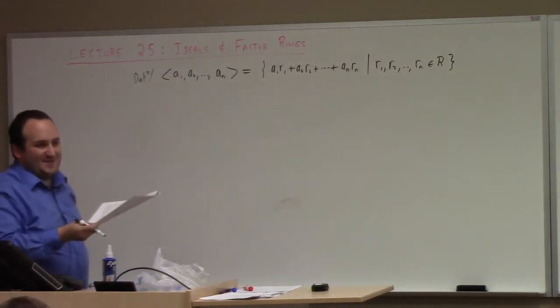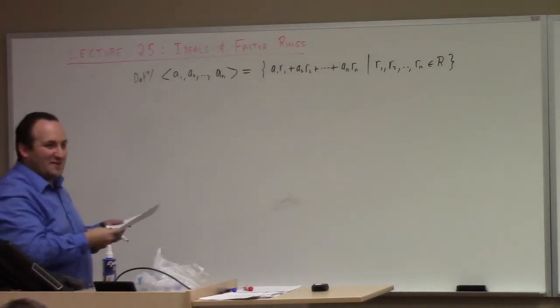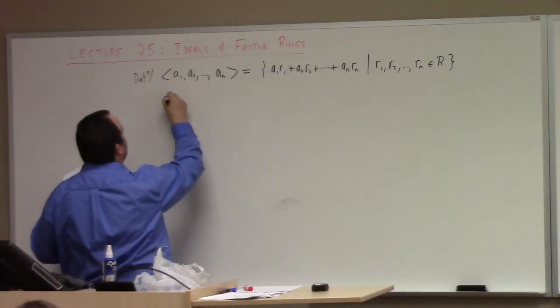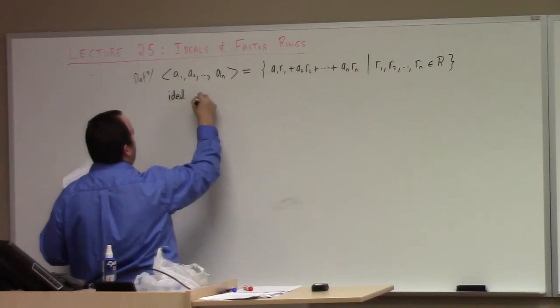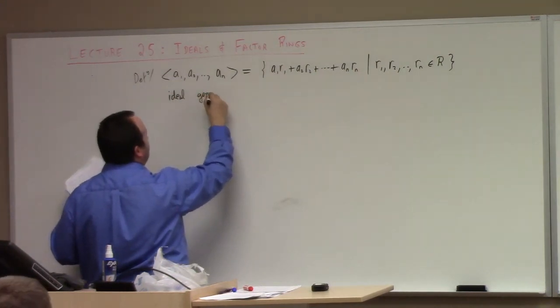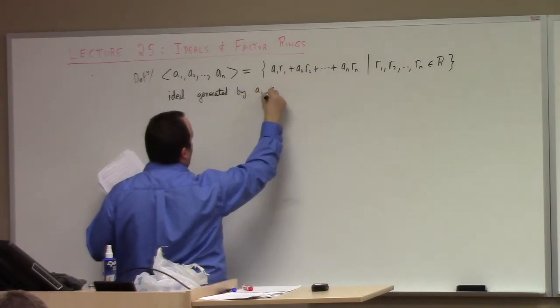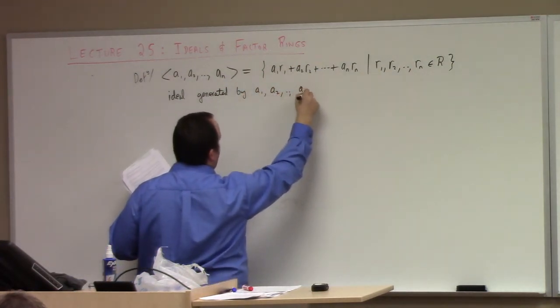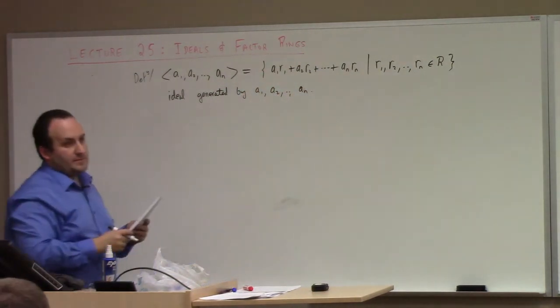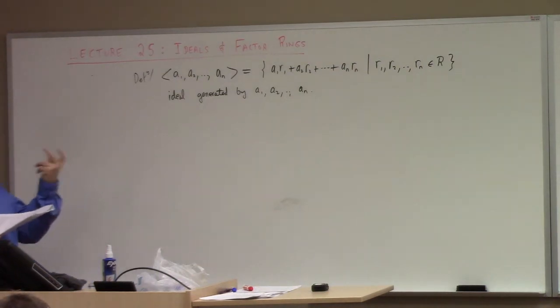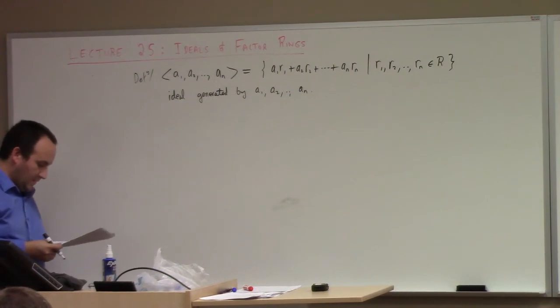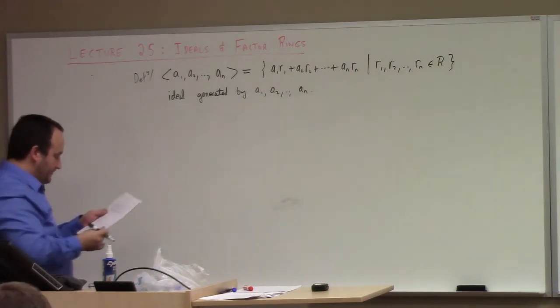Excuse me, it's not principal. This is the ideal generated by a1 through an. It's not principal, unless n happens to be what? If n is 1, if it's just one thing, then it's called a principal ideal, okay? Not all ideals are principal.